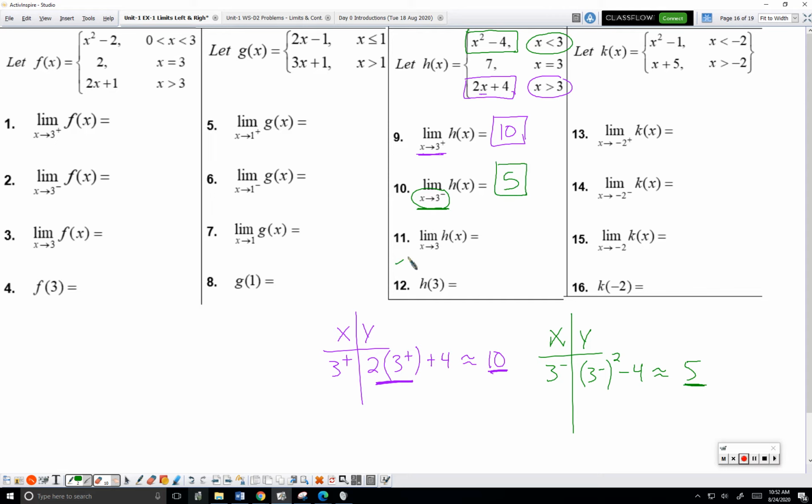Once again, to answer the overall limit, I do not look at the formula. Instead, I look at the right-hand limit and the left-hand limit. Because they do not match, this limit does not exist. H of 3 is 7. When the input is exactly 3, the x-coordinate is exactly 3, the output is exactly 7. This is a jump again because the left and right limits did not match.